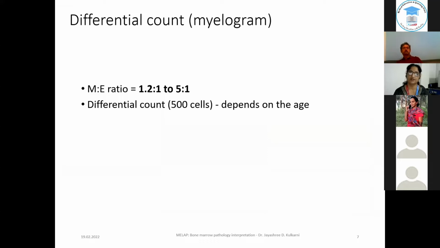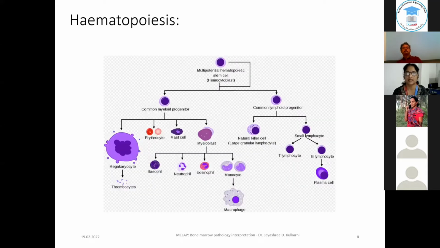When you go to differential count, be methodical, be systematic. Look at all the cells, do a good 500 cell DC for a bone marrow to get the correct myelogram or the differential count. And of course, the differential cell count will be based on the age of the patient. Because in children, a 30% lymphocyte would be normal, whereas in adults, it is abnormal.